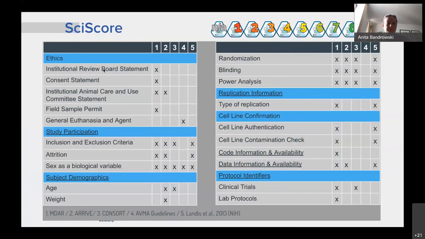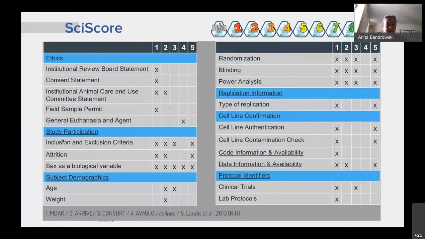catalogs, it also asks for things like institutional review board statements, consent statements, and these 1 through 5 are the different kinds of guidelines. So you might be interested in the Landis 2013. This is the NIH guideline. Here are the others. I've talked a little bit about MDAR. That's a guideline that's supposed to be replacing actually a lot of the nature checklists and others.